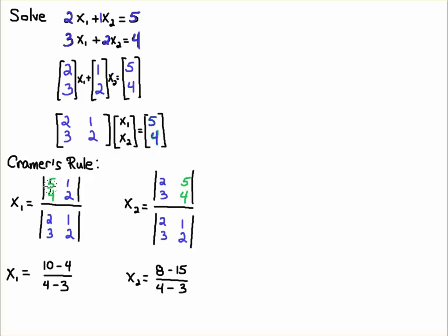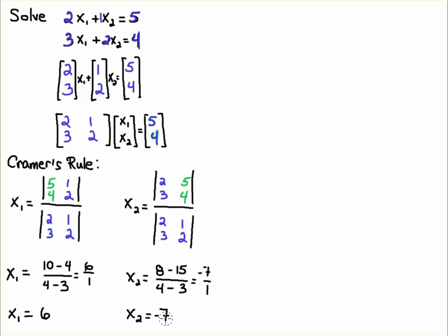The determinant of the numerator here is 5 times 2 minus 4 times 1, so that's 10 minus 4. The bottom is 2 times 2, which is 4, minus 3 times 1, which is 3, so 4 minus 3. Likewise, for x2, it's 2 times 4 is 8, minus 5 times 3 is 15. The denominator will be the same as in the previous case. You do those calculations and you get a ratio of areas 6 to 1 and minus 7 to 1. And so the scale factors turn out to be 6 and minus 7.